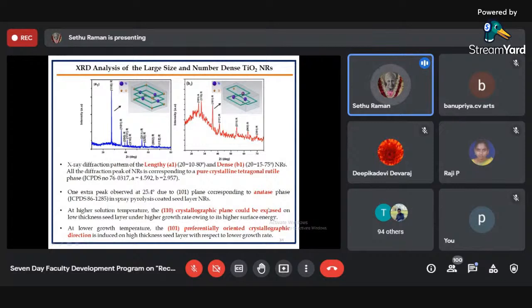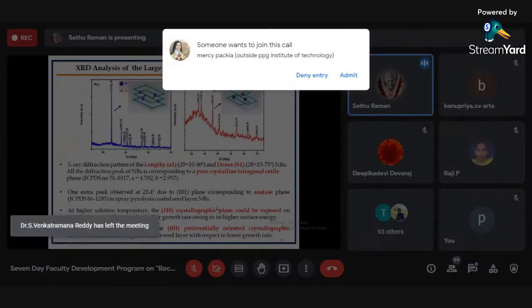These are the XRD patterns of the grown TiO2 nanorods, the lengthy ones and the number-dense ones. All the diffraction peaks of the nanorods correspond to the tetragonal rutile phase. One extra peak is observed at 25.4 degrees, due to the 101 plane corresponding to the anatase phase, in the spray pyrolysis coated seed layer nanorods.